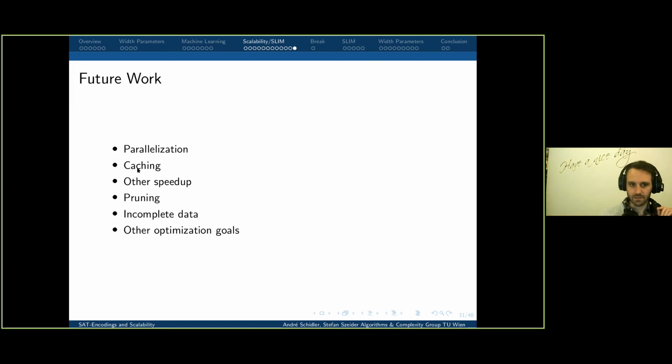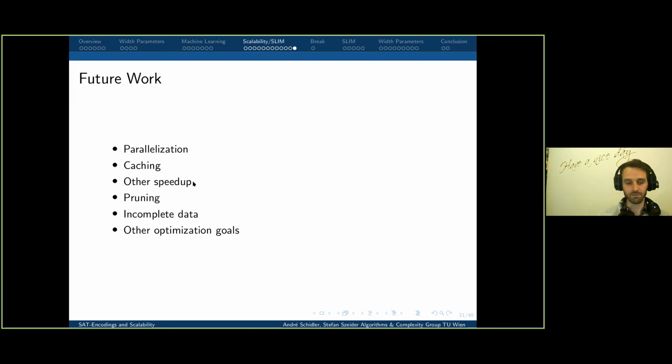Yeah, next thing is that there is work on caching for decision trees. So often, in different parts of a decision tree, you repeat the same sub decision trees. So it may pay off to cache already existing computations, to then look them up and not recompute them. There are other speedups. As I mentioned, it's at the moment implemented in Python.